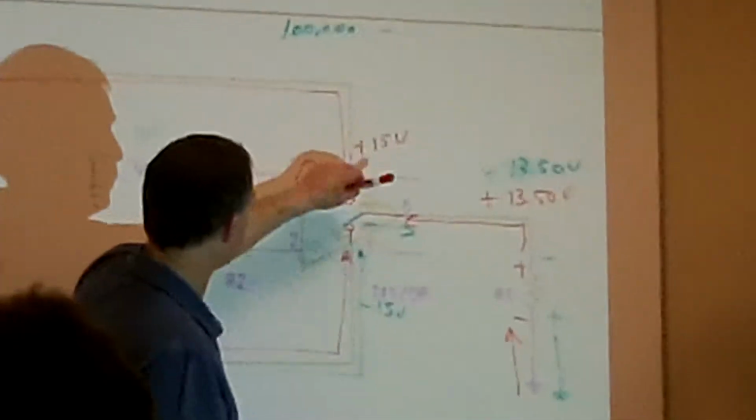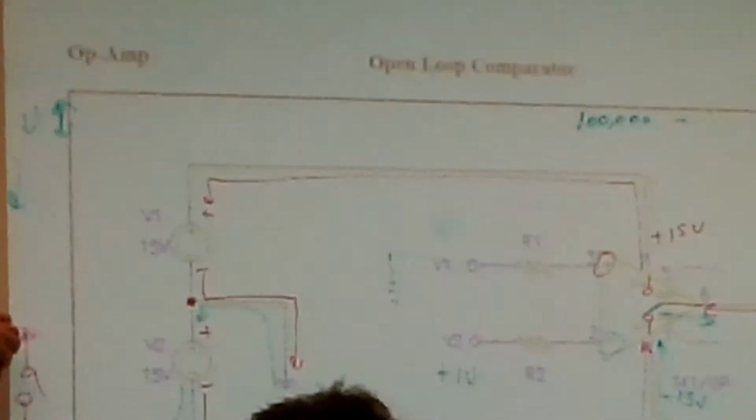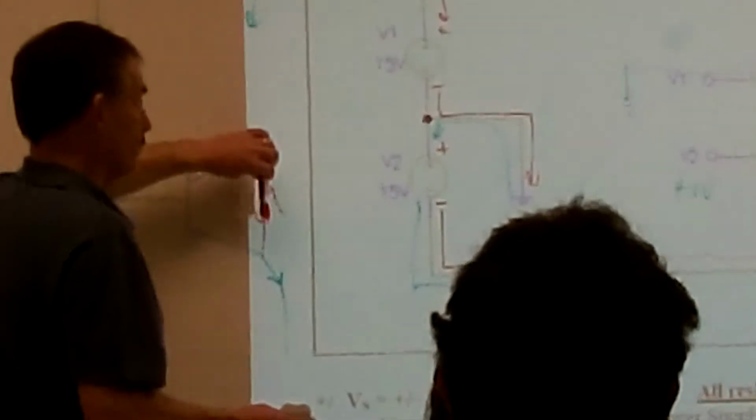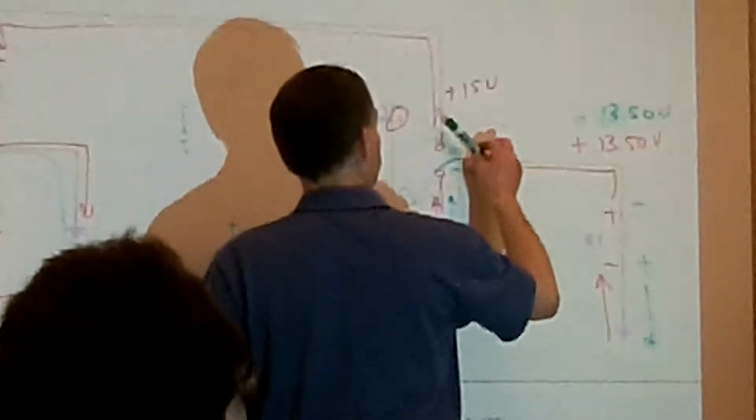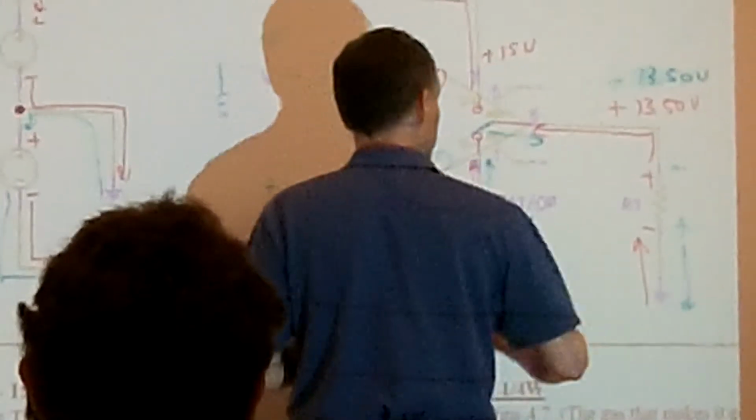So when we're analyzing op amps, especially when we're using an open loop comparator, you can just treat them as switches, just like we did when we were looking at a transistor. It's just a solid state switch, either switching it to plus 15 or negative 15 volts.